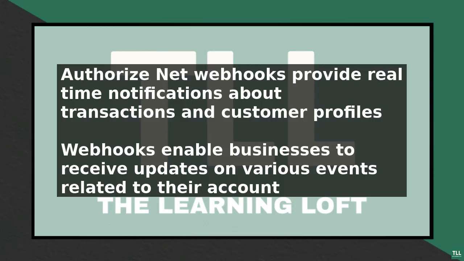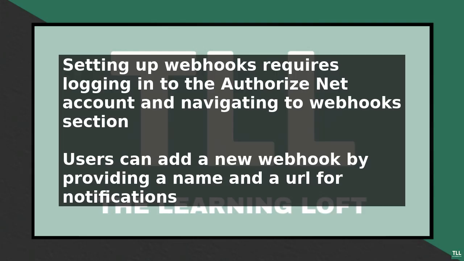Step 1. Setting up webhooks. To set up webhooks, you need to log in to your Authorize Net account and navigate to the Webhooks section. Here you can add a new webhook by providing a name and a URL where the notifications will be sent. You can choose the types of events you want to receive notifications for, such as payment, transactions, and customer information.